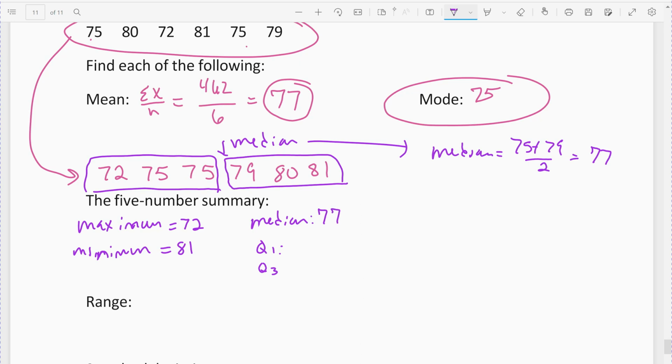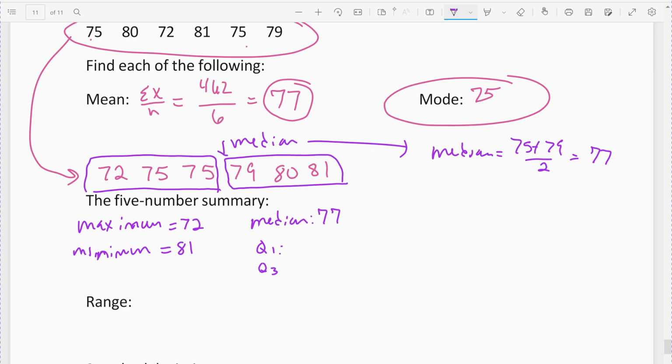Alright, so 77 is in between. 77 is halfway between 75 and 79. Alright, so now I've got my median. Now I need the halfway point between my high numbers and my low numbers.